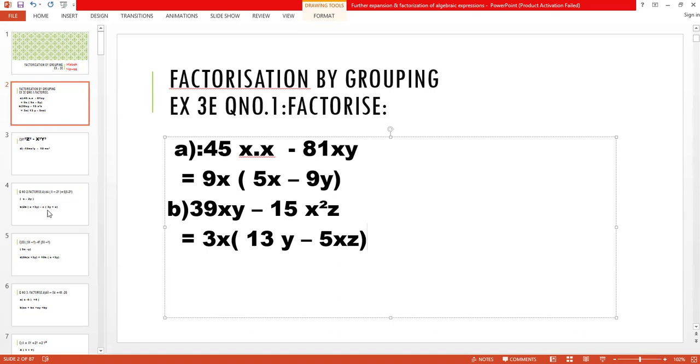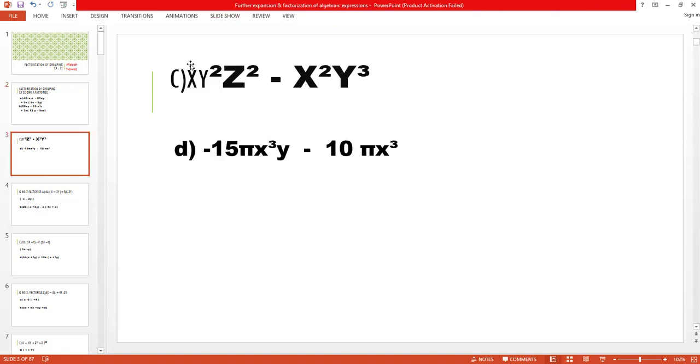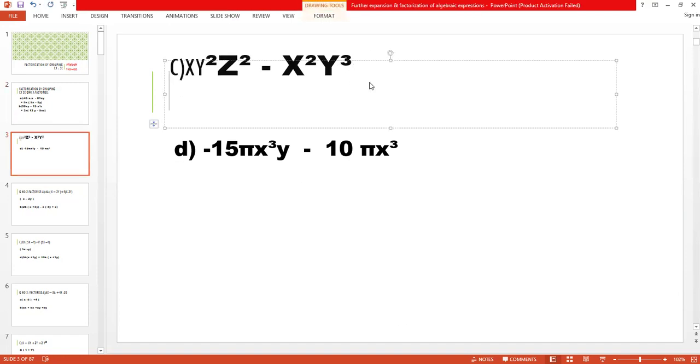Now we move to the next part, C. In part C, again, we have x, y squared, z squared, and here we have x squared and y cubed. In x and x squared, which one is common? Obviously x is common, so I put x. In y squared and y cubed, which one is common? y squared is common, so I put y squared from here.